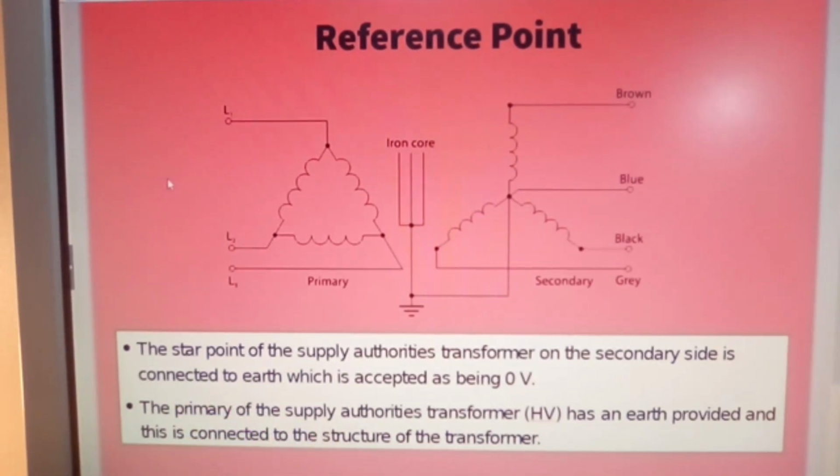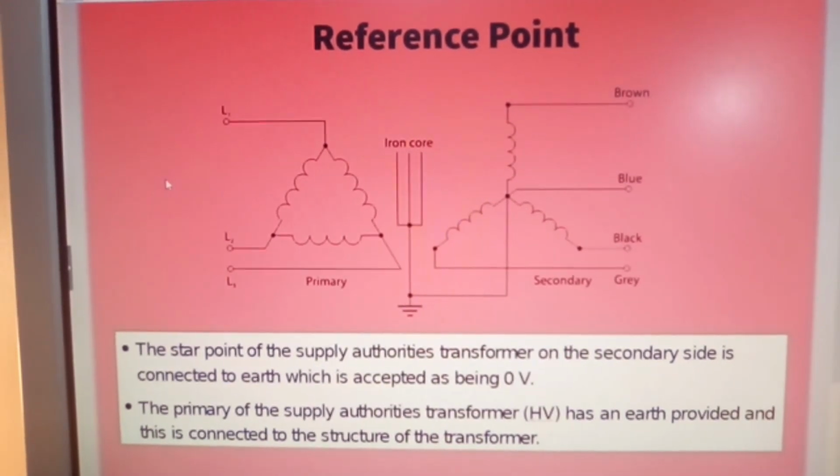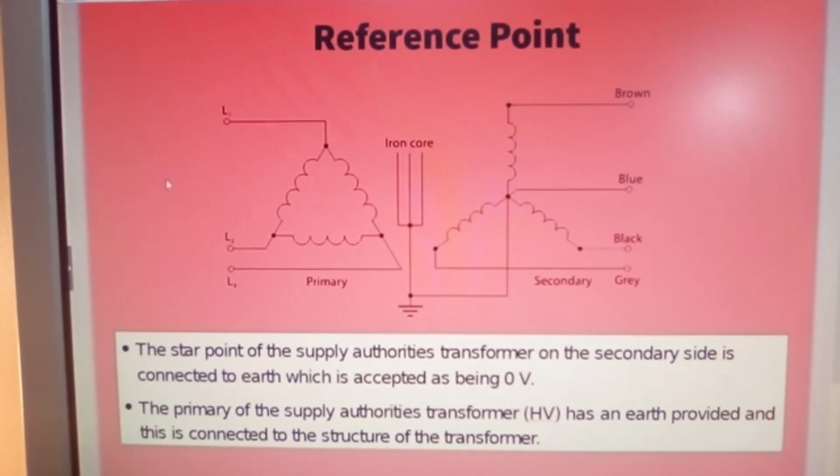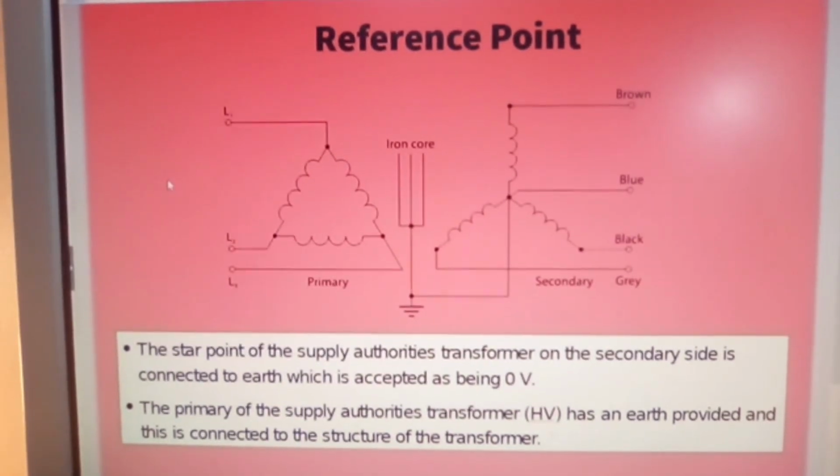The star point of the supply authority's transformer on the secondary side is connected to Earth, which is accepted as being 0 volts. The primary of the supply authority's transformer, HV, has an Earth provided, and this is connected to the structure of the transformer. Okay.